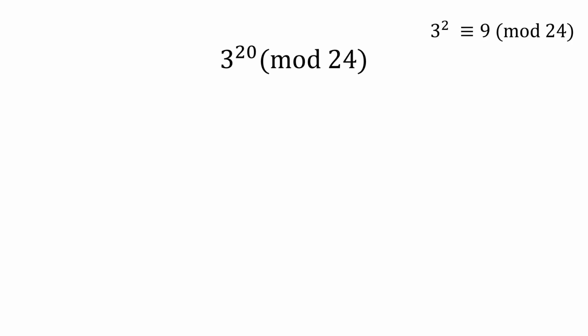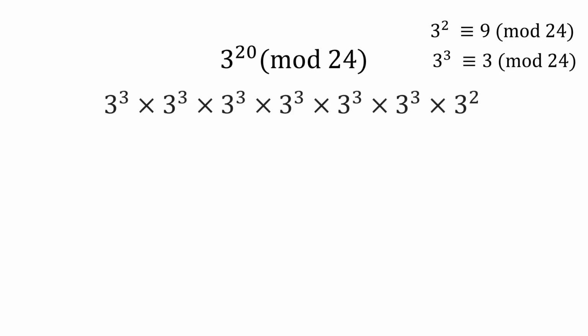So what happens if we multiply 3 by itself several times? We see that 3 to the power 2 is 9, which is true anywhere, but 3 to the power 3 is 27. And 27 modulo 24 is 3. So in fact, if we raise 3 to the third power, we go right back to 3. So let's see how we can use this to simplify our life here a little bit.